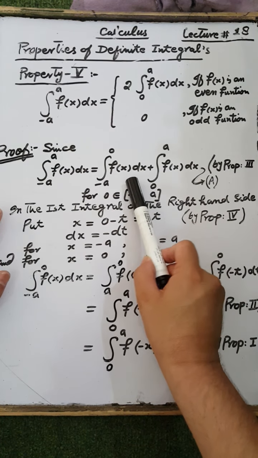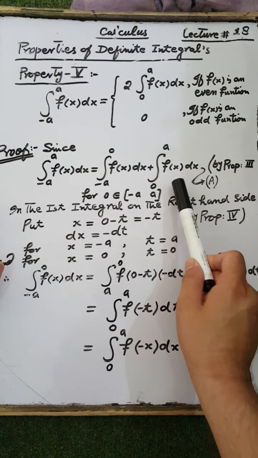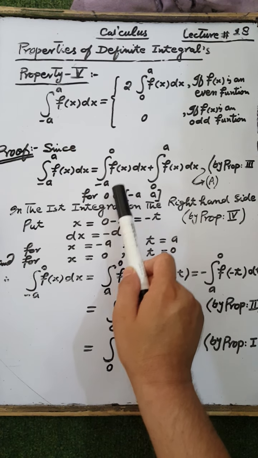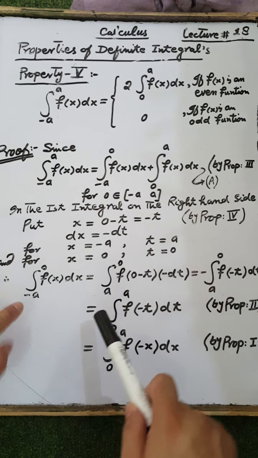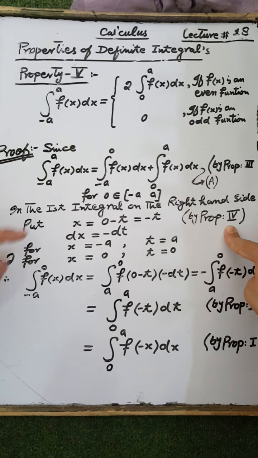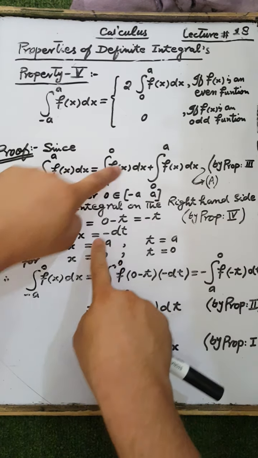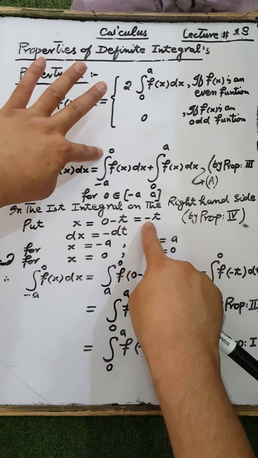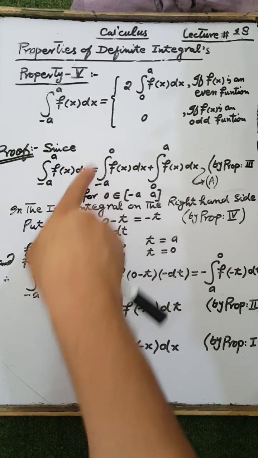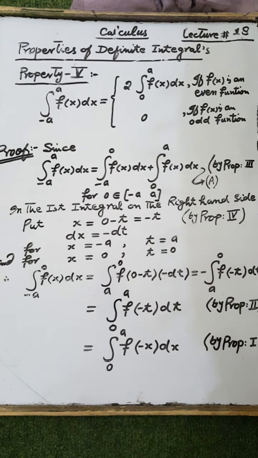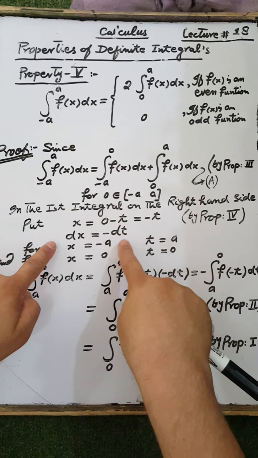In the first integral on the right hand side, we calculate the integration of f(x) dx on the interval minus a to 0. Put, according to the property number 4, replace the variable x by the upper limit minus the new variable t, which is equal to minus t. That is, the upper limit is 0, 0 minus t is equal to minus t, and dx is equal to minus dt. Apply the derivative operator to calculate dx, which is equal to minus dt.